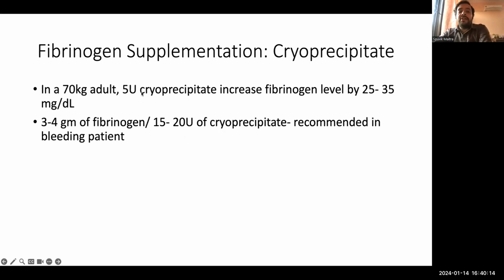In a 70 kg adult, 5 units of cryoprecipitate increases fibrinogen level by 25 to 35. Normally 3 to 4 gram of fibrinogen is recommended, which accounts for around 15 to 20 units in resuscitation of an actively bleeding patient, to support the fibrinogen level around 100 to 200 milligram per deciliter. Though the target fibrinogen level is debatable, some say 100, some say even 80 is good enough. But if you go by the European guideline, you should target somewhere between 150 to 200 in this particular clinical scenario.